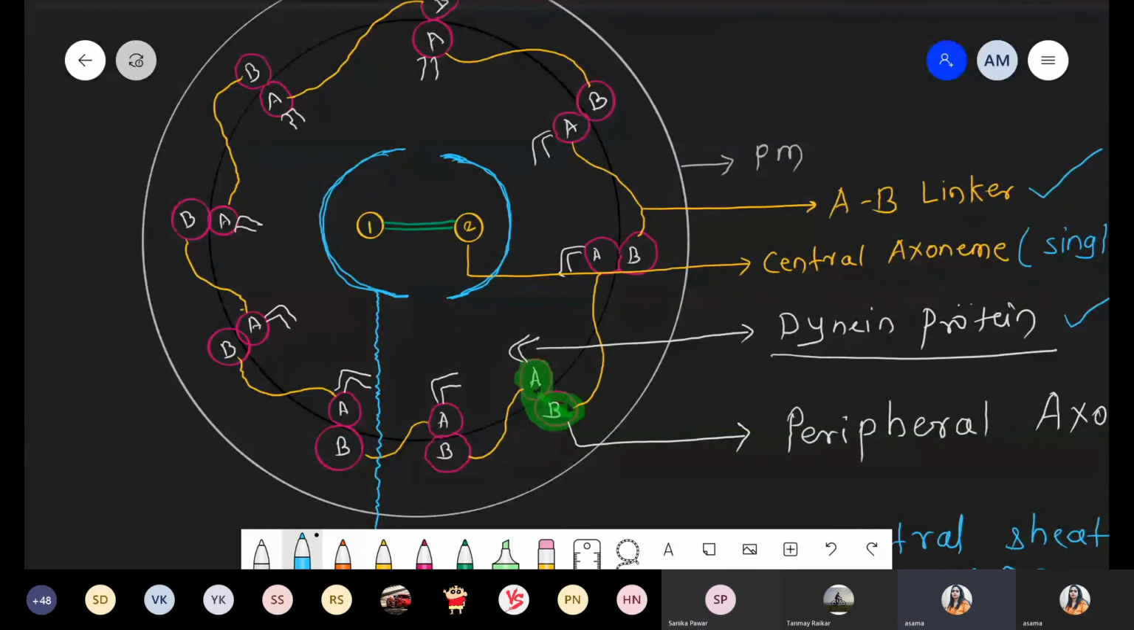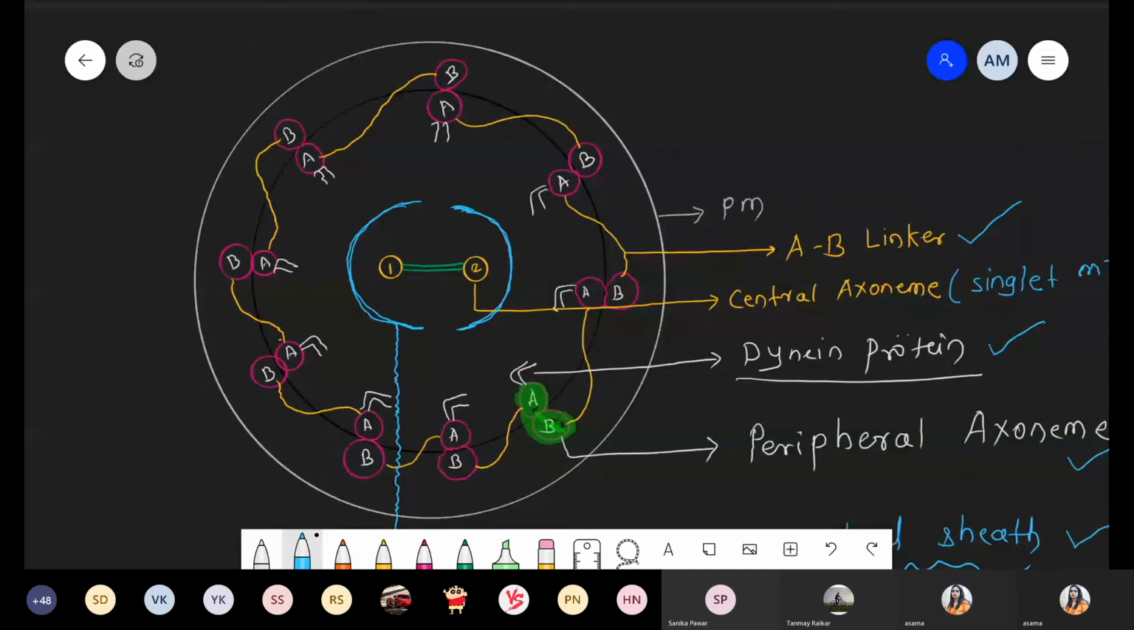Now between 1 and 2, one is the central axoneme, the second is the central axoneme. Both 1 and 2 are connected with this green color line. हमने draw किया है, and that green color line is called the bridge. These structures कहाँ पे draw करें? This one. These are called the bridge. And what is the function of the bridge? Definitely they can act as a connection. So these are the bridge.